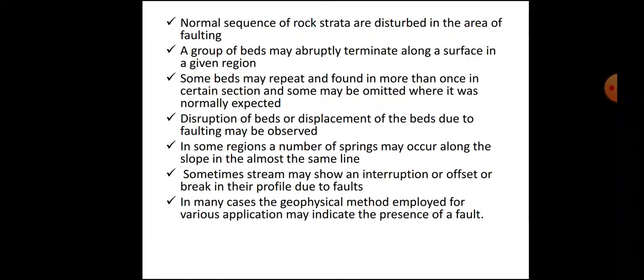The normal sequence of rock strata is disturbed in an area of faulting. A group of beds may abruptly terminate along a surface in a given region. Some beds may repeat and be found more than once in a certain section, and some may be omitted where they were normally expected. This disruption or displacement of beds due to faulting may be observed.